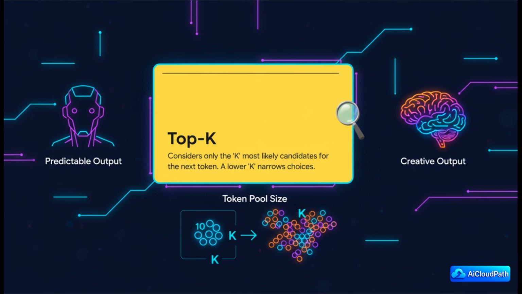So every time the AI is about to generate the next word, or token as it's called, it's looking at thousands of possibilities. Top K forces it to only look at a small, predefined number of the most likely options. So if you set K to, say, 10, you're basically telling the AI, look, I don't care about all the crazy options, just pick your next word from the top 10 most probable choices. It dramatically narrows things down and makes the output way more predictable.